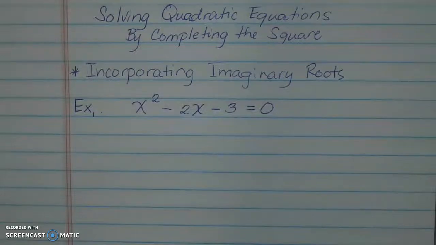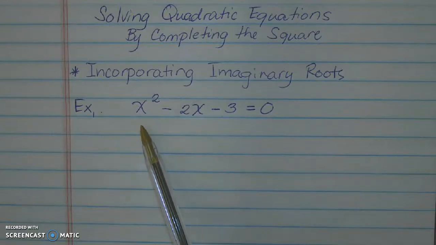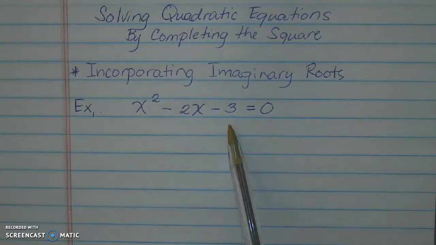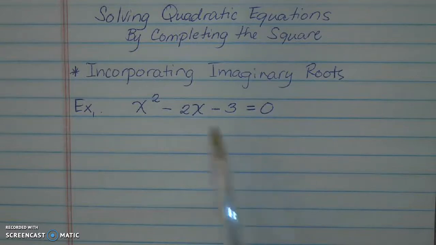Today we're going to be discussing solving quadratic equations by completing the square, incorporating imaginary roots. For our first example, we are going to have x squared minus 2x minus 3. And this example will give us real roots. So what's the first step?